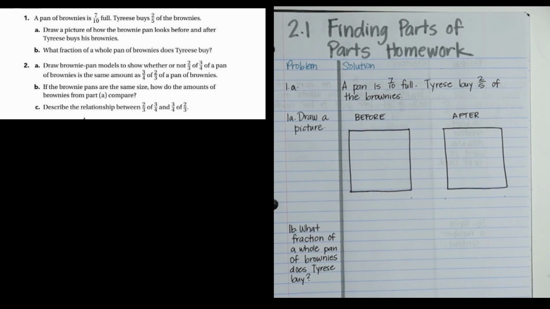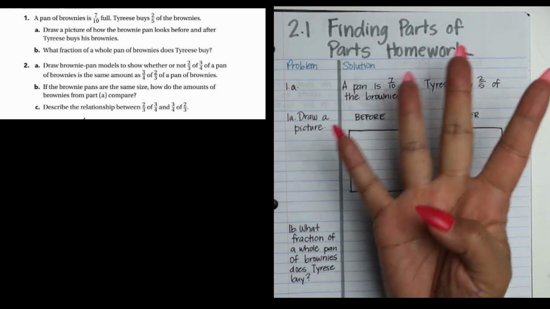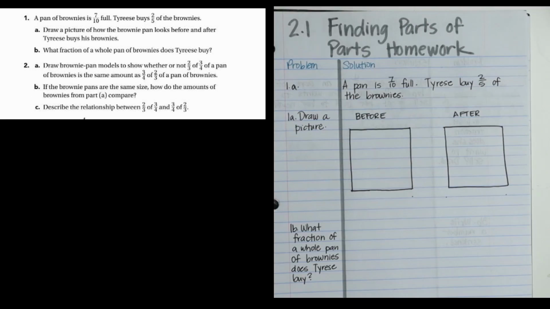Alright, boys and girls, today you're going to do four homework problems for 2.1, finding parts of parts. This is what I would give my students after a lesson. They do a lesson and the same night they have a couple of problems. For 2.1, there are 4 assigned problems: number 1, number 2, number 28 and 29.